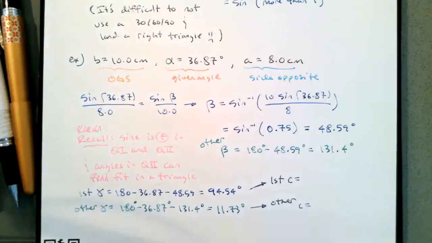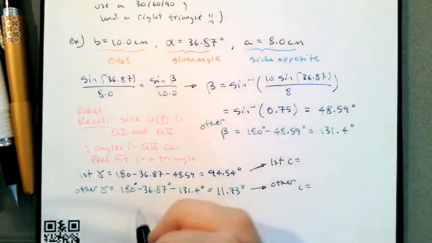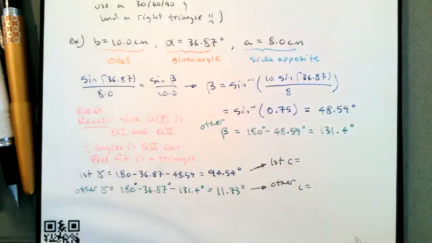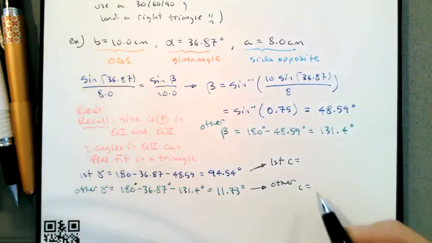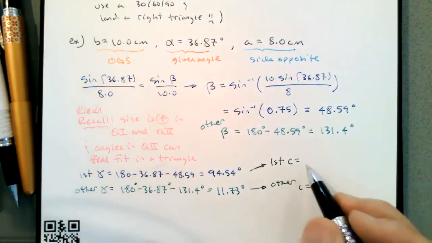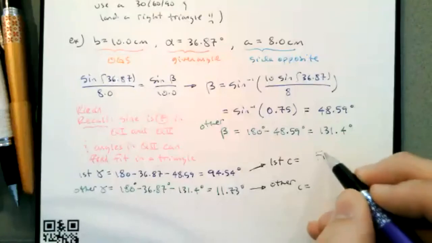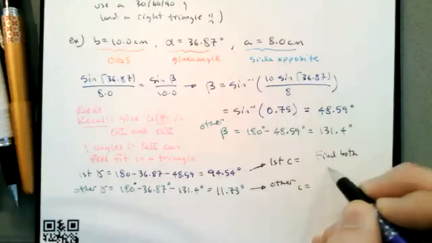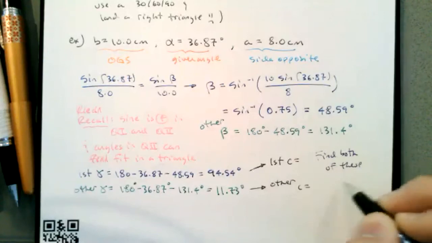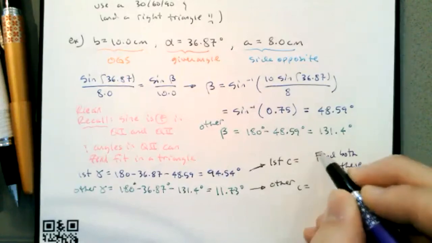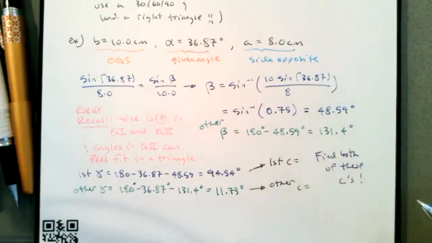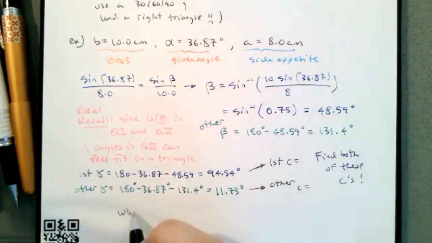So we still have one case to go. It's because I tried to land that right triangle and I needed more decimal places to make it work out. Dang it. I should have just skipped that. So what you need to do to finish this out is to find these other two C's. And then we need to look at what happens.